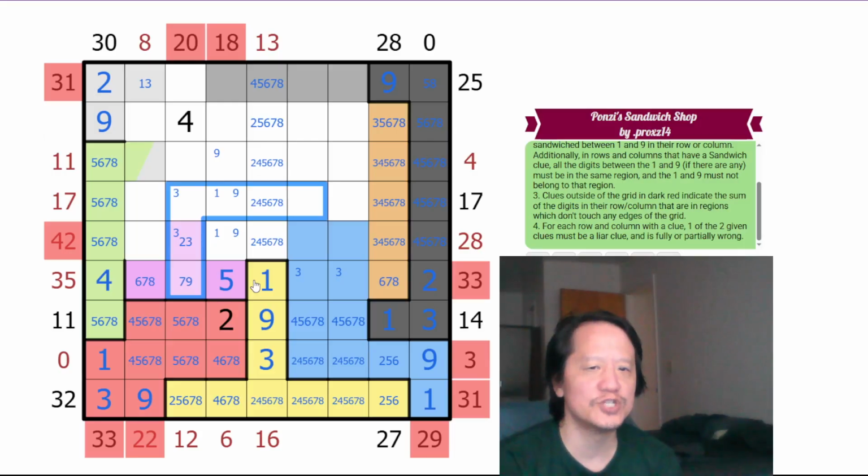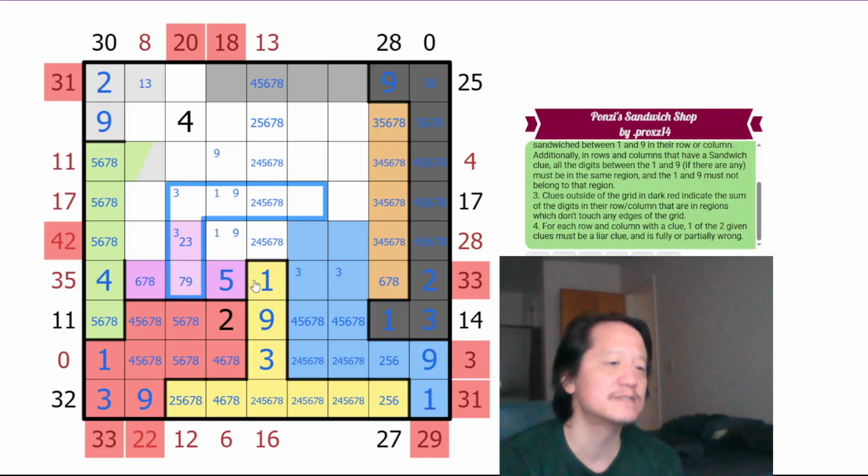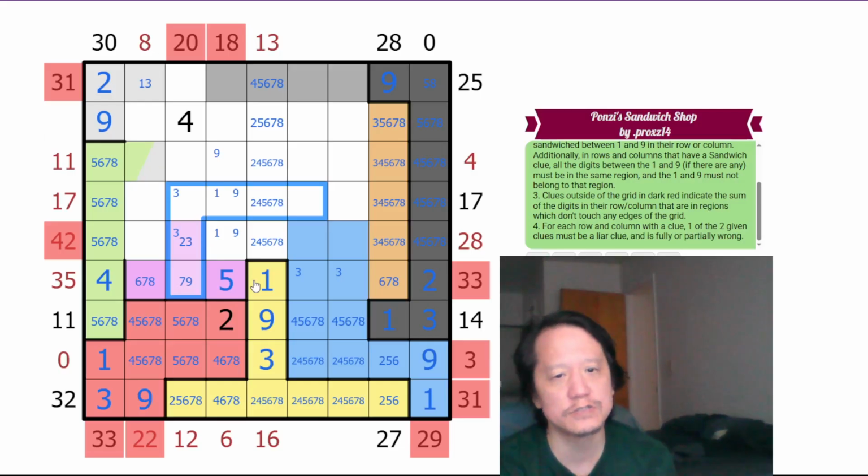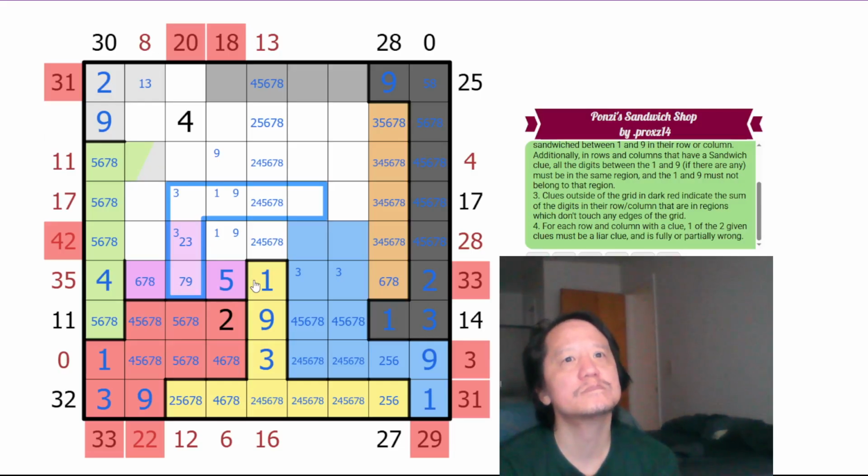Adding up to 13. What are the possibilities? We don't have 1, 3, 9 available. So it could be 5 and 8. It could be 6 and 7 as 2 digits. Three digits: 2, 4, 7. 2, 5, 6. Not 4 digits. It's not available without a 1 or a 3.